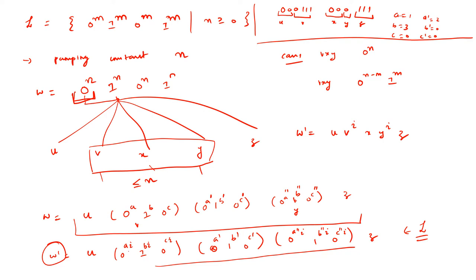Now here you cannot take arbitrary a b c, a prime b prime c prime, a double prime, etc. Now you have to incorporate the constraints here. What is the constraint? Length of v and y should be less than or equal to n, right?